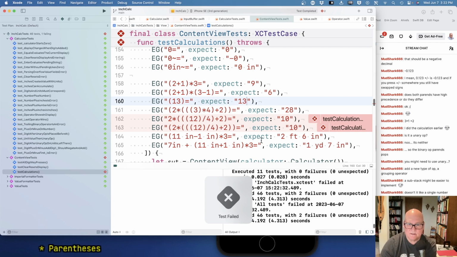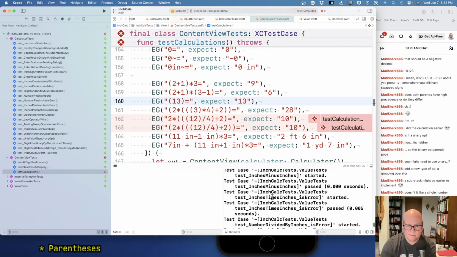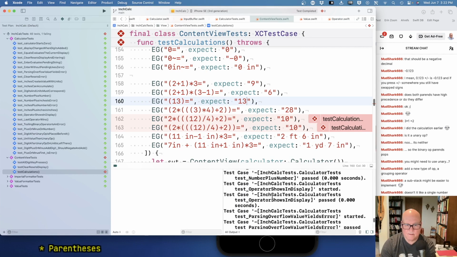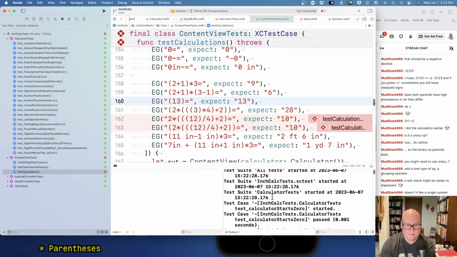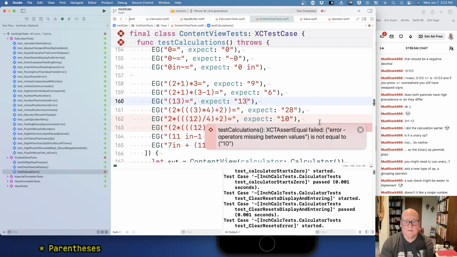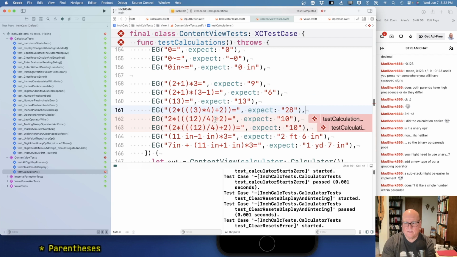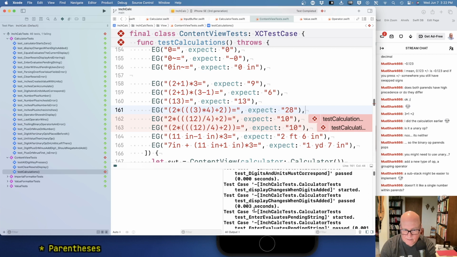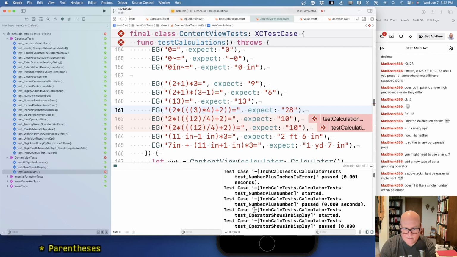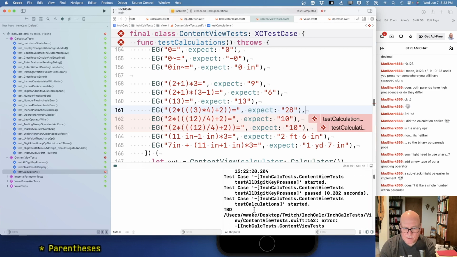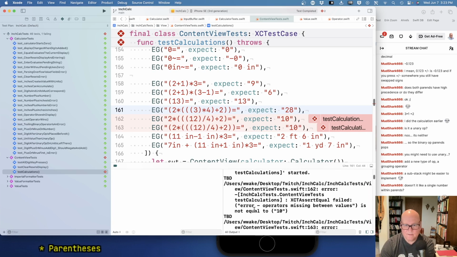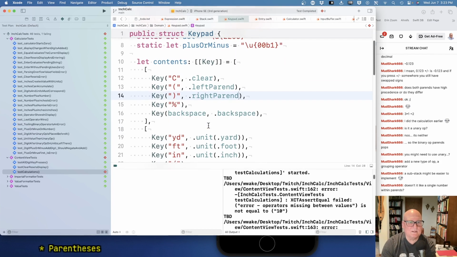Well, wait, what, TBDs? Error missing value between operators. Yeah, I guess that one worked okay. But I thought I saw TBDs go by here, which would mean we don't have something implemented. TBD. Did I not get these hooked up? Did I only hook up left paren and not right paren? No.